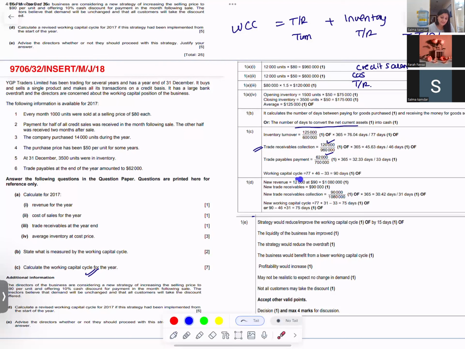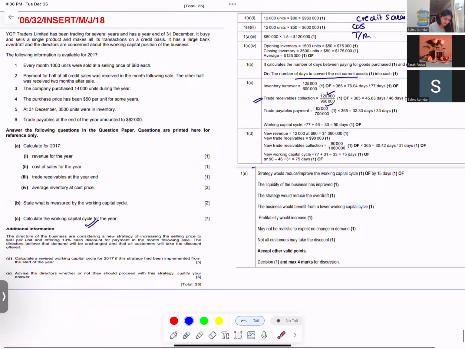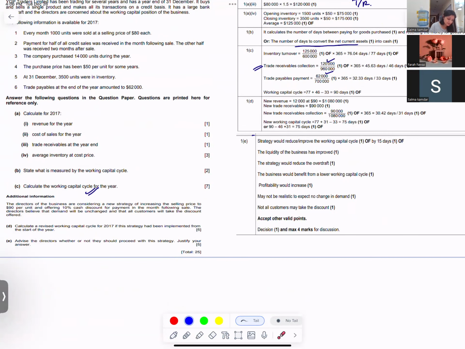So your working capital cycle is inventory holding period plus trade receivable collection period minus trade payables payment period, which will give you your working capital cycle. So this also you were able to calculate. Okay, come on, go to the additional information.